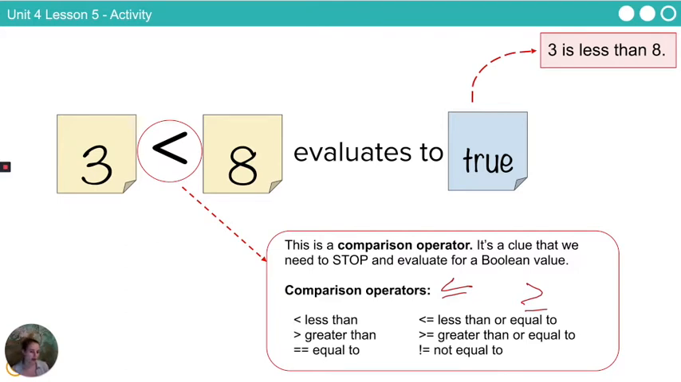We also have one more. This is not equal to. So over here we have the exclamation point followed by an equals sign, which is not equal to. For example, 3 is not equal to 8 would evaluate to true.